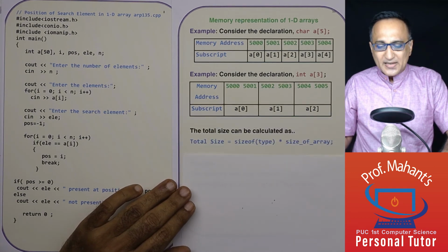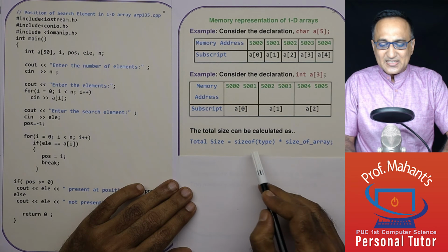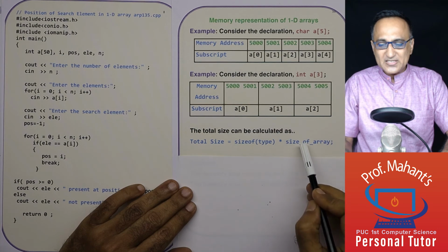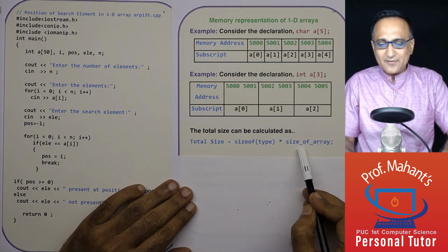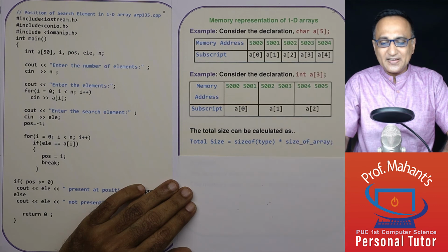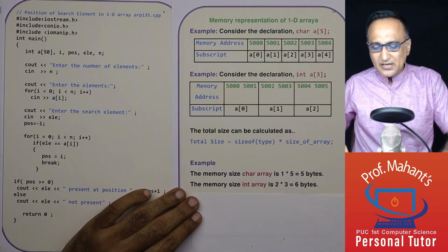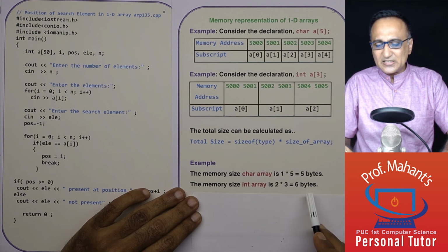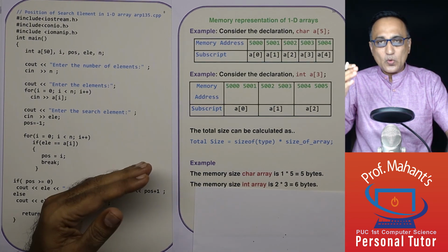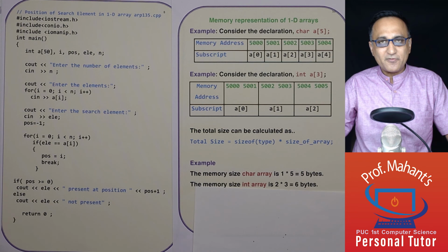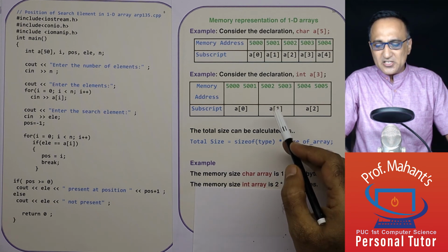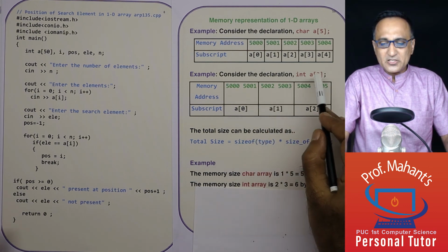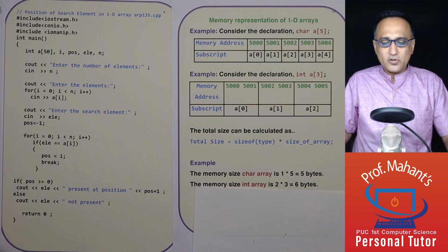Now you can calculate the total size of the array like this. Size of the data type: what is the size of character? Character occupies 1 byte. What is the size of the array? 5. So 1 into 5 is the size of this character array. Now in my case I am assuming int occupies 2 bytes. So 2 into 3 numbers, it's going to be 6 bytes. So a character array occupies 1 into the maximum number of characters in the array, and for the integer array, we are assuming 2 is the size per int multiplied by the number of elements, 3. So 2 into 3 is equal to 6 bytes.